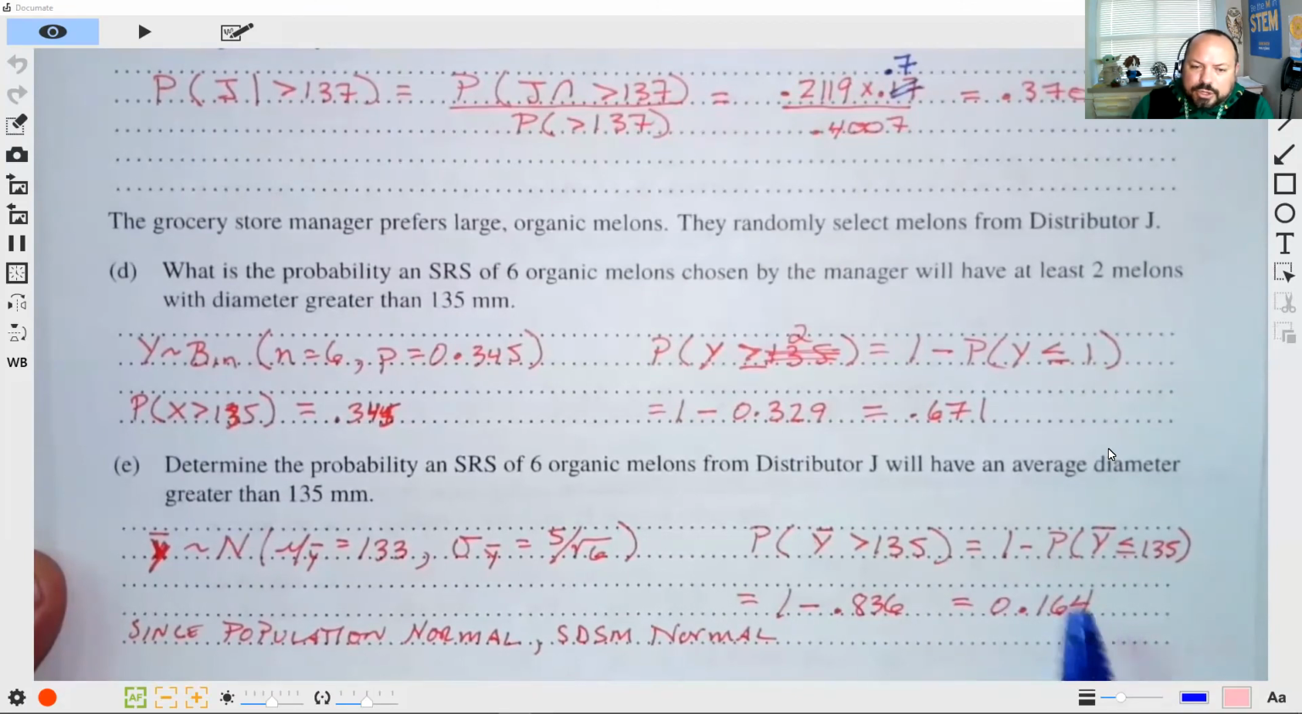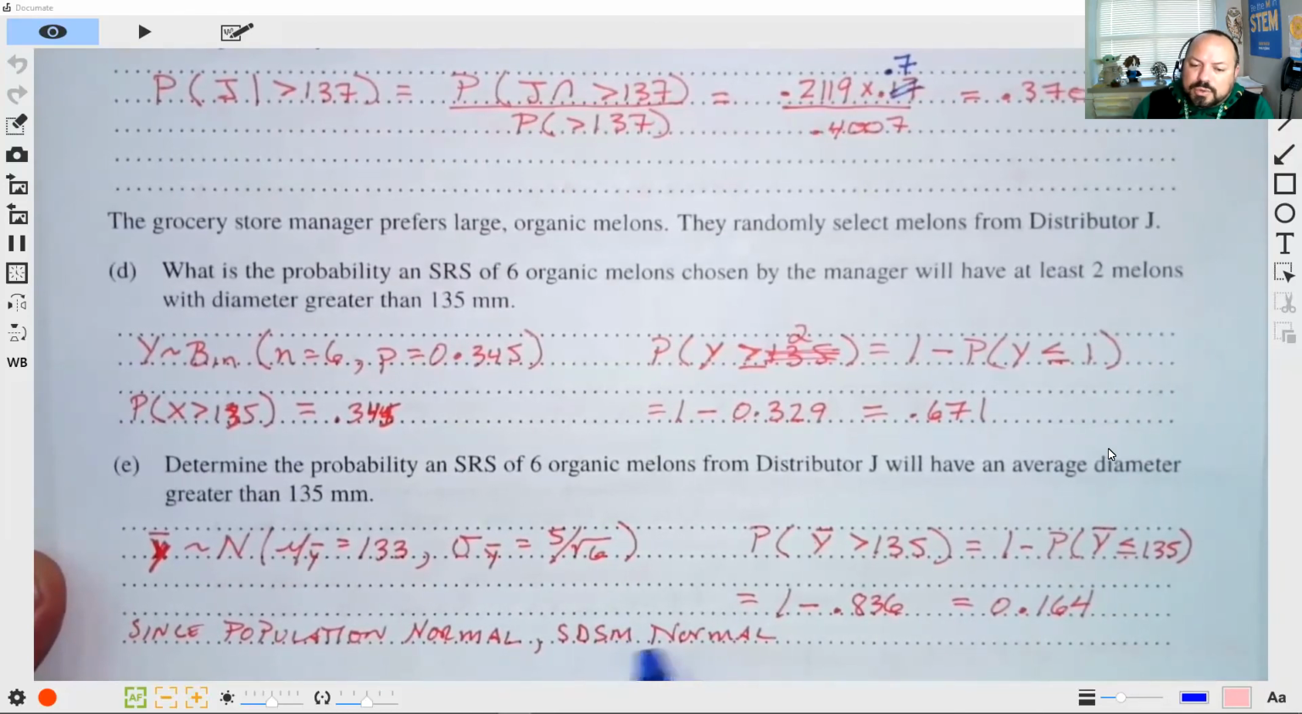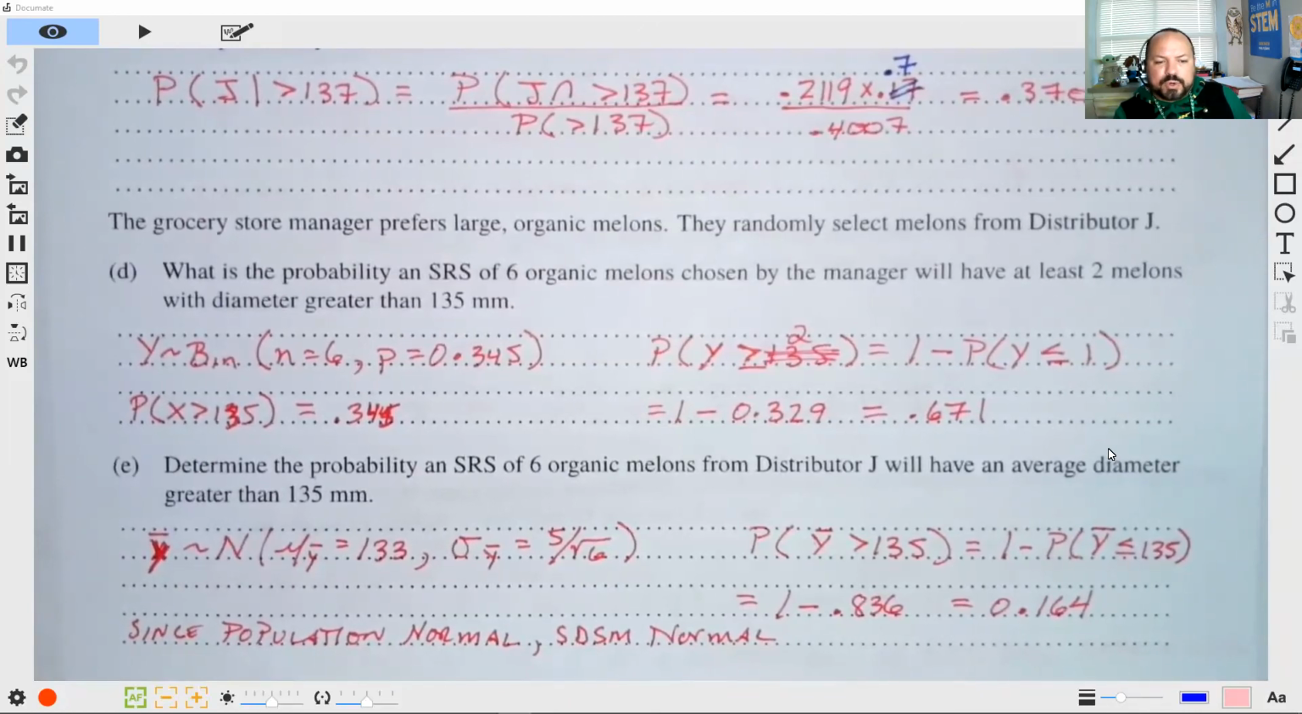Okay. Now notice this is a small sample size. However, since the population was normal, the sampling distribution of our sample mean will also be normal. The central limit theorem does not apply here. I don't have to worry about the large sample condition. I already have a normal sample distribution because I come from a normal population.